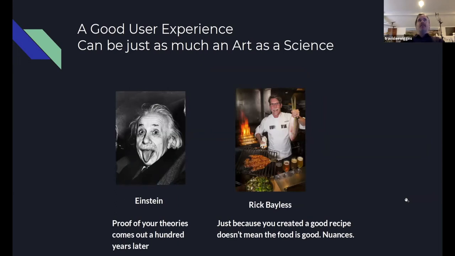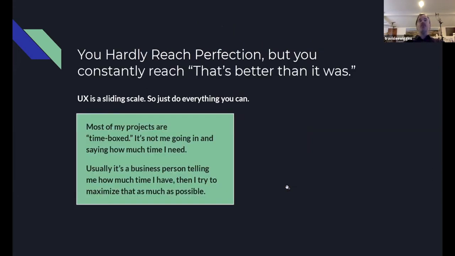And a few last things: a good user experience can be just as much art as science. One thing I love about Einstein is that a lot of the theories he came up with are only just being proven now. So it takes a lot of imagination, even for anything science-based. We can't lose sight of that. And just because we created a good recipe doesn't mean the food is good. Rick Bayless is a famous chef here in Chicago, and just because you have the recipe, there are all these nuances in cooking. That's what makes a really great interface: those nuances.